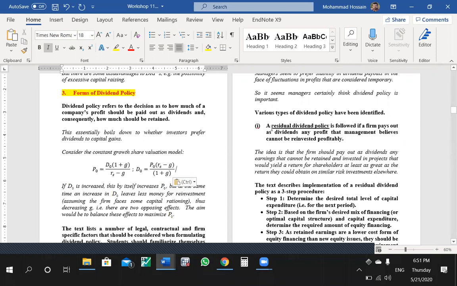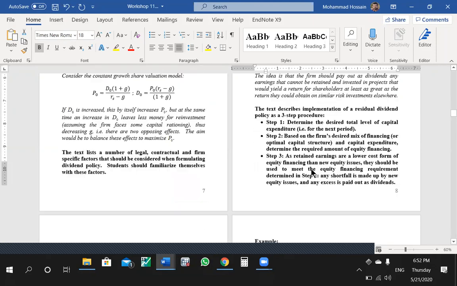They say the residual dividend policy is followed if a firm pays out as dividends any profit that management believes cannot be reinvested profitably. When they say they do not have any other better option, they will distribute their dividend. This is the residual dividend policy.